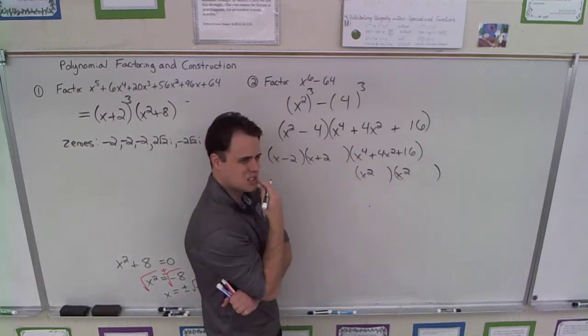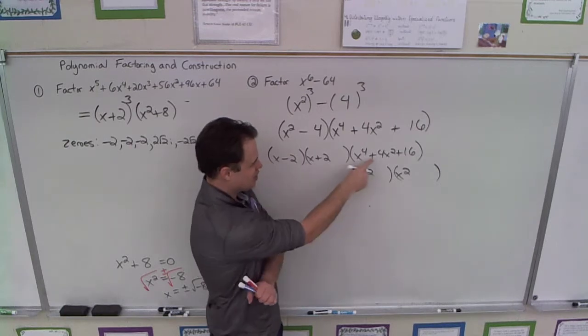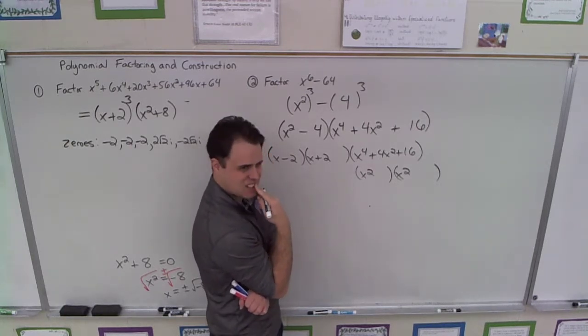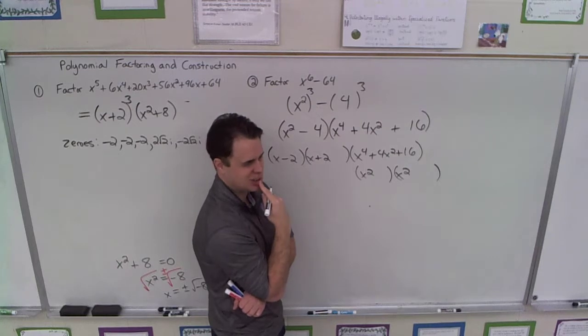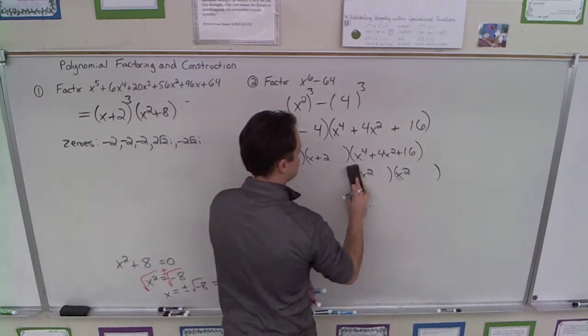What are the factors of 16 that might work? 4 and 4, are those going to add up to 4? No. 2 and 8? 2 and 8 give you 4 somehow? Try, but I don't think so. 16 and 1? No. So this guy doesn't factor. That means the only other thing that's going to work is the quadratic formula.